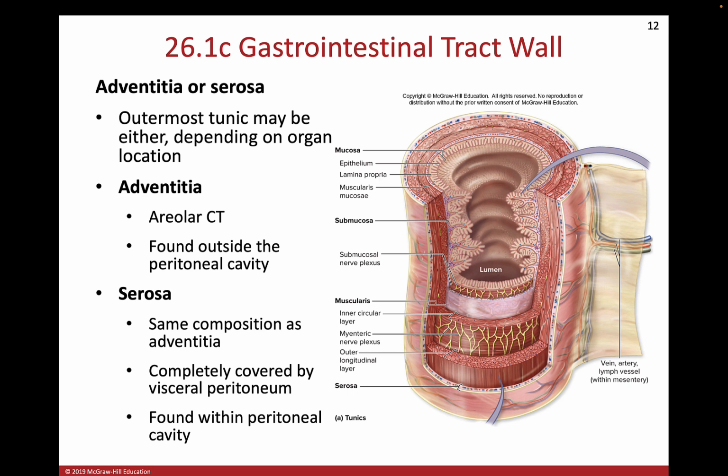Now, the outermost layer is the adventitia or the serosa, and depending upon where it is, it may be referred to as an adventitia. So this is areolar connective tissue, and this is found outside of the peritoneal cavity. And we have the serosa, basically made up of the same tissue as the adventitia, but now we're completely covered by the visceral peritoneum, and serosas are limited to the peritoneal cavity.